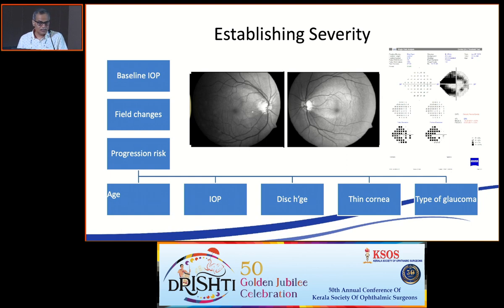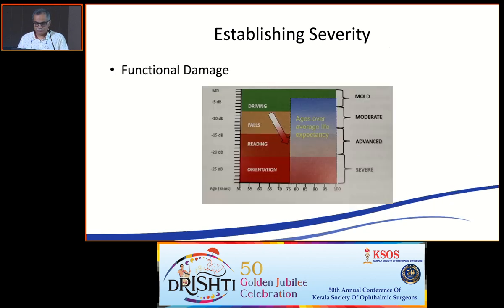The risk of progression includes the age of the patient. If the patient is diagnosed at a younger age, that means the risk of progression is more through the lifetime of the individual. It also includes the intraocular pressure, any other risk factors the patient may have, genetic predisposition to glaucoma, type of glaucoma, etc.